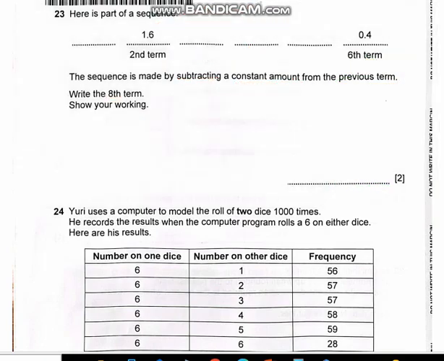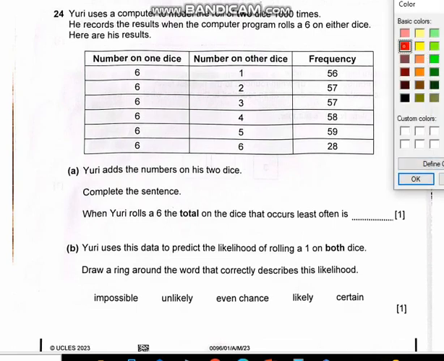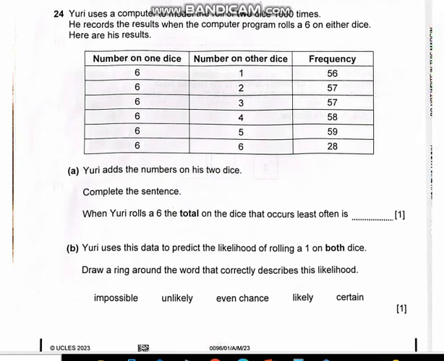Now, question number 24. Yuri uses a computer model to roll two dice 1000 times. He records the results when the computer program rolls a 6 on either side. So one of the sides will always be 6. For example, the number on one dice is always 6. The number on the other dice can be random. It can be a random number. And this is the frequency, how many times it is happening.